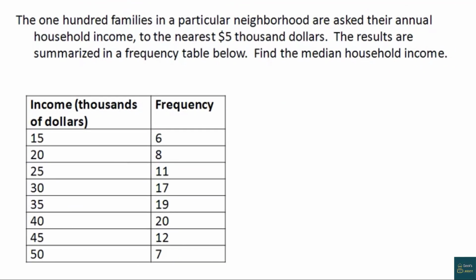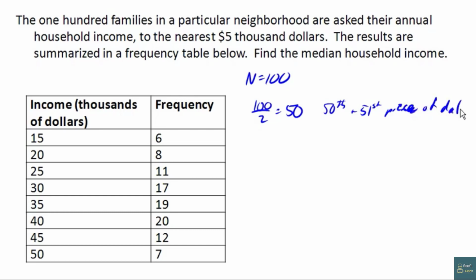So here again is our income data from 100 families. We have income and frequencies here, so we're working off of a frequency table. So we have here 100 pieces of data. So that's even, so we know that the median will be in between the, in this case, 50th and 51st piece of data. Okay, so between the 50th and 51st piece of data. So now we need to figure out where that is.